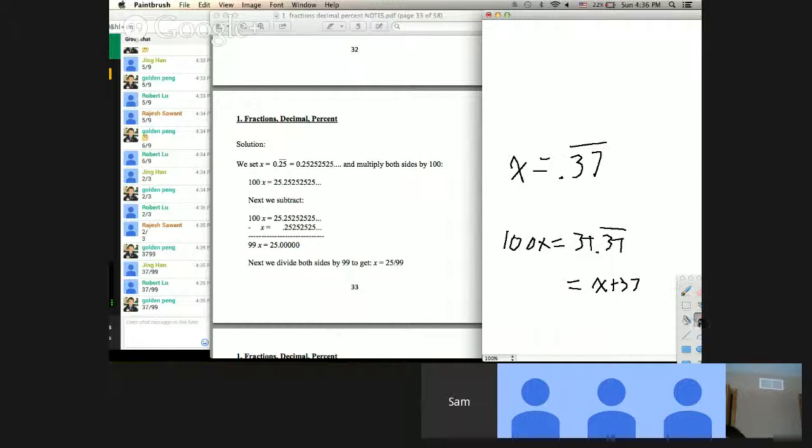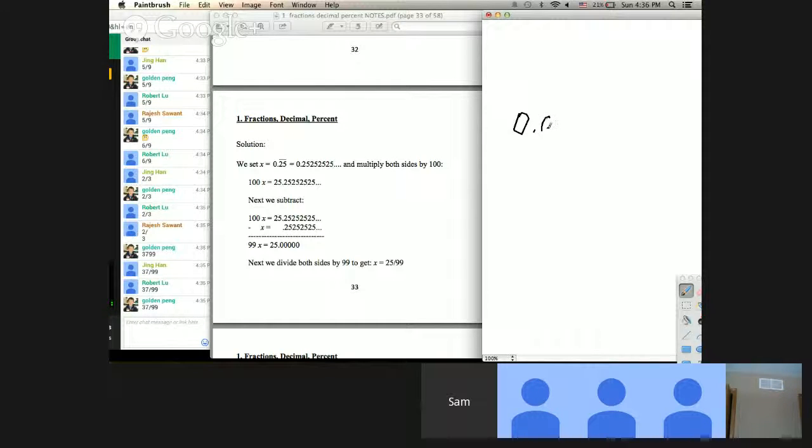But also another rule of thumb is anything with 0.AB repeating decimals is going to equal AB over 99. So that's another rule of thumb.